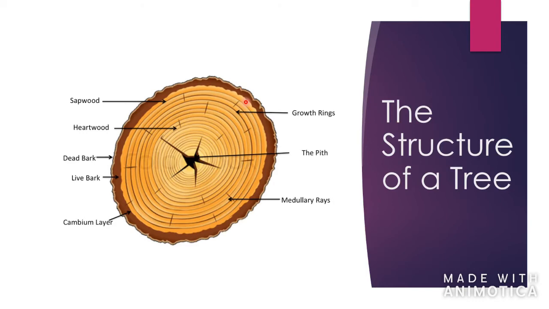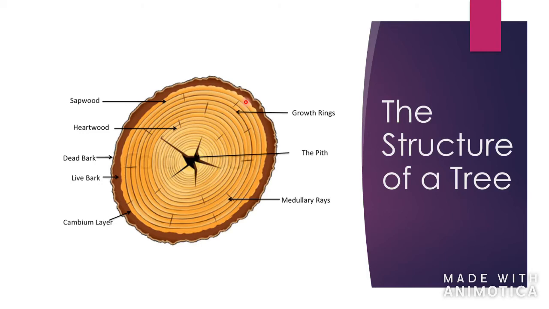These are the medullary rays, which are the lines created from the growth rings. In between the growth rings, you have the cambium layer, which is the layer between the tree trunk itself, or the bark itself, and the medullary rays. So the cambium layer is a thin layer in between the medullary rays and the trunk.